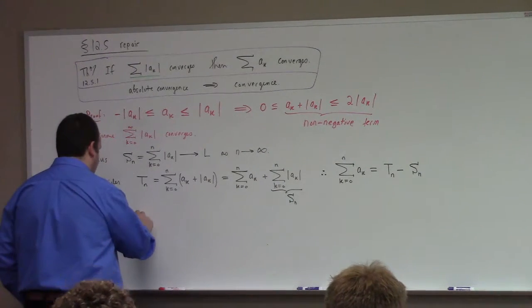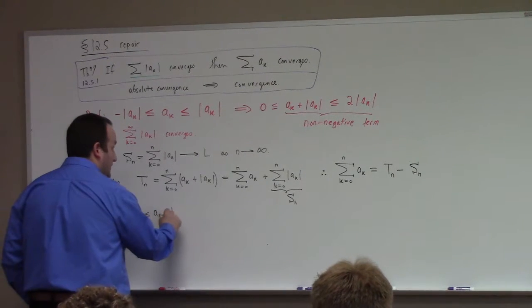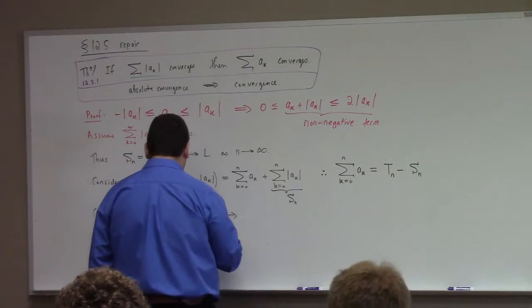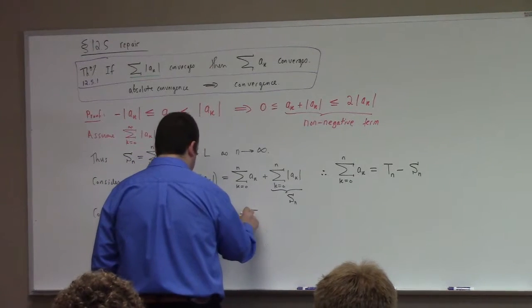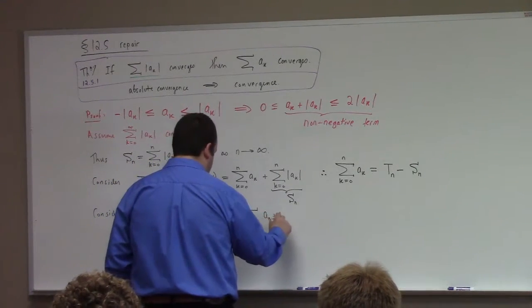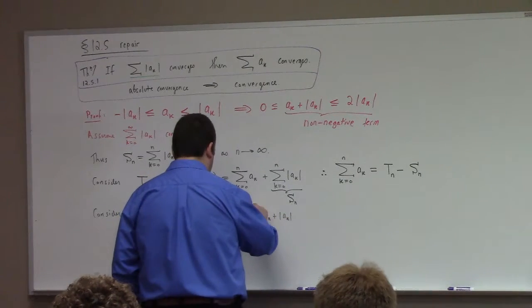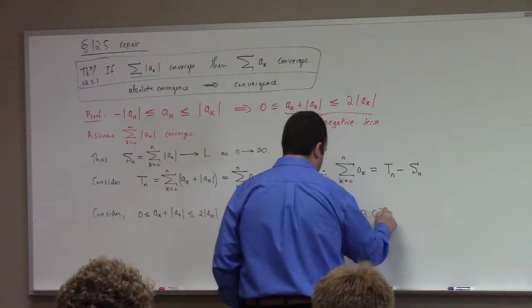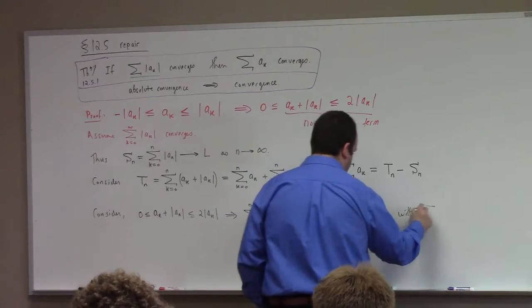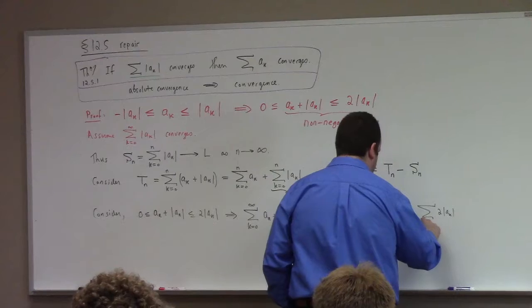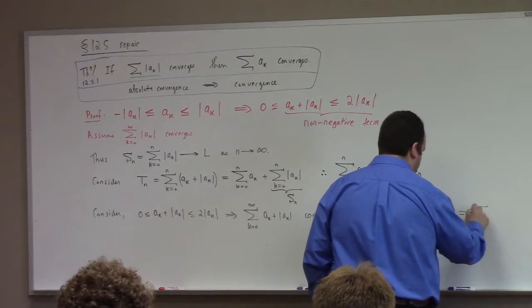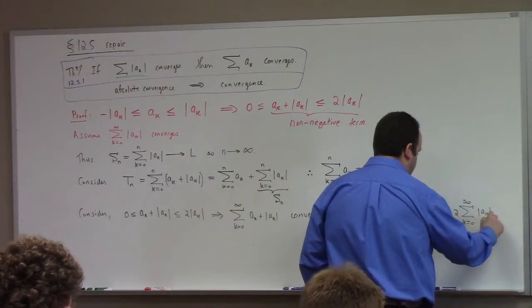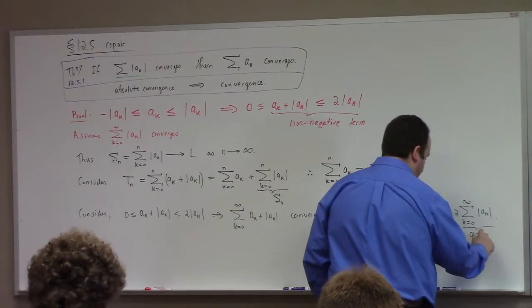Consider, right? 0 less than or equal to a sub k plus the absolute value of a sub k, less than or equal to 2 times the absolute value of a sub k. What does that imply? That implies that the series a sub k plus the absolute value of a sub k, k equals 0 to infinity, converges by the basic comparison test with the sum of 2 times the absolute value of a sub k, which is actually equal to what? We can pull the 2 out, right? Scalar multiplication by 2 does not change the convergence or divergence of the series, and so we know this converges, right?